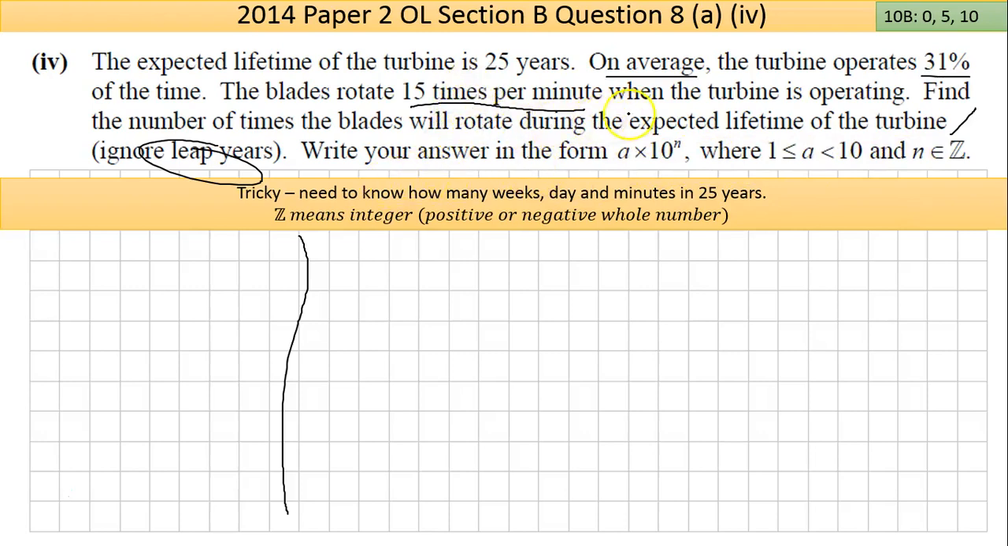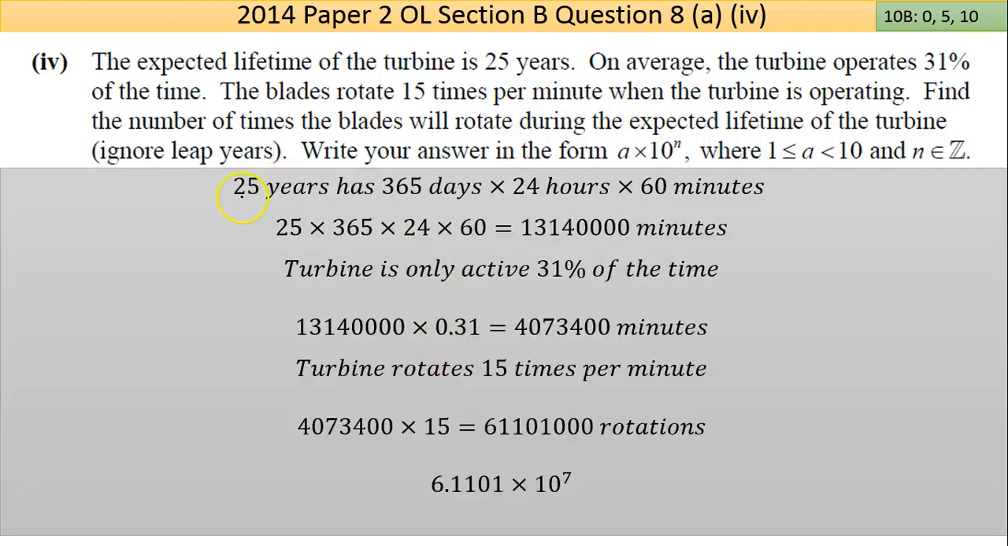You need to work out the number of times the blades rotate during its lifetime. You can work up or work down, it just depends. I've already done the answer out here, so I'm going to just use that. There's 25 years, each has 365 days. Each of those days has 24 hours. Each of those hours has 60 minutes. So when I worked it out, 25 times 365 times 24 times 60, I get in that 25 years there are 13,140,000 minutes.